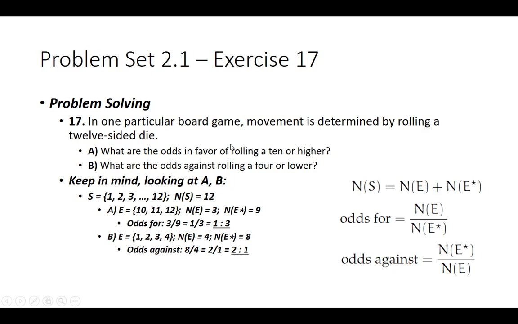The event space of rolling a 10 or higher would just be 10, 11, and 12. That means N of E, the number of things in the event space, is 3. If N of E is 3, N of E star, the complement, would be the other 9 that are not in the event space. So the odds for are NE over NE star, 3 over 9, 1 over 3. When we write that as odds, that's 1 to 3.